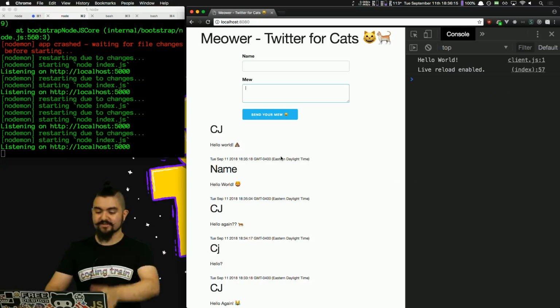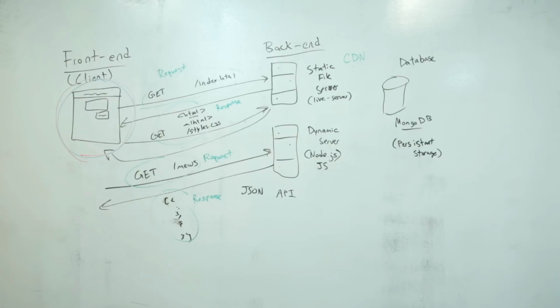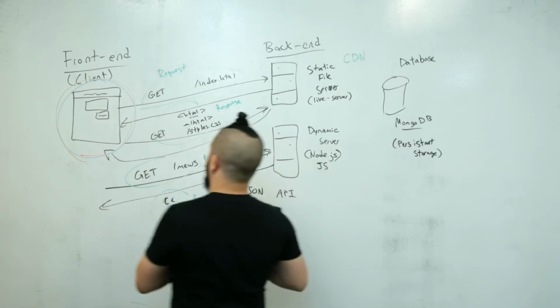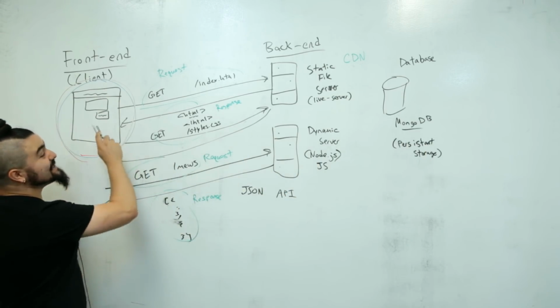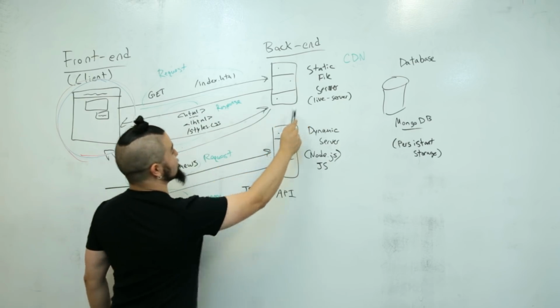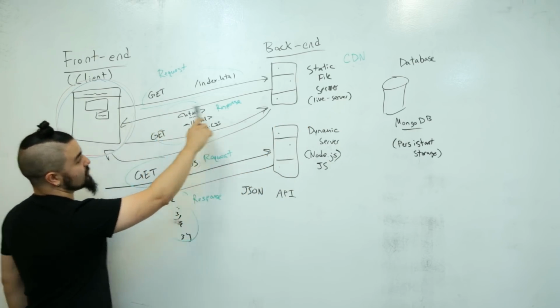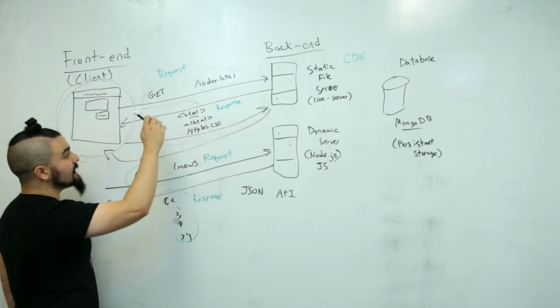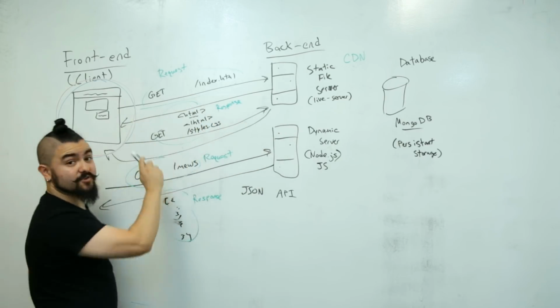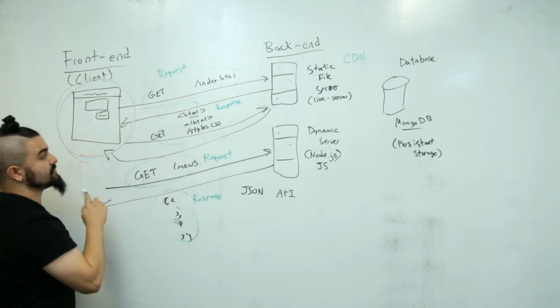I guess the last thing is let's just look at the diagram. Let's review what we built today, and then we can recap, answer questions and stuff. OK, so the page loads. It initially makes the request to the static file server, which is hosting all of our HTML. It makes the request for index.html, and that gets loaded into the browser.